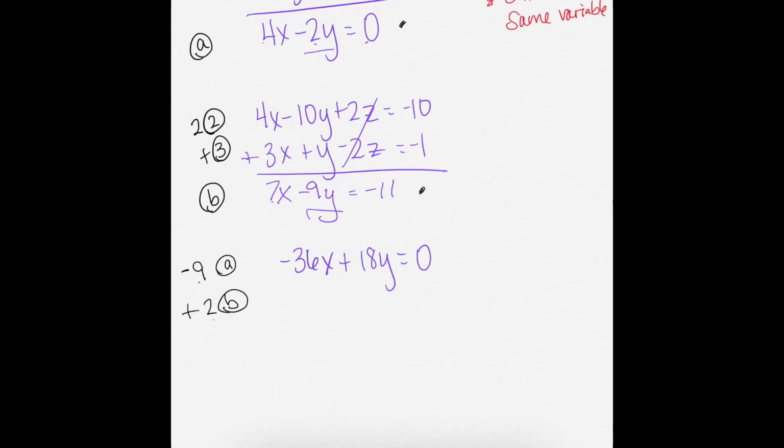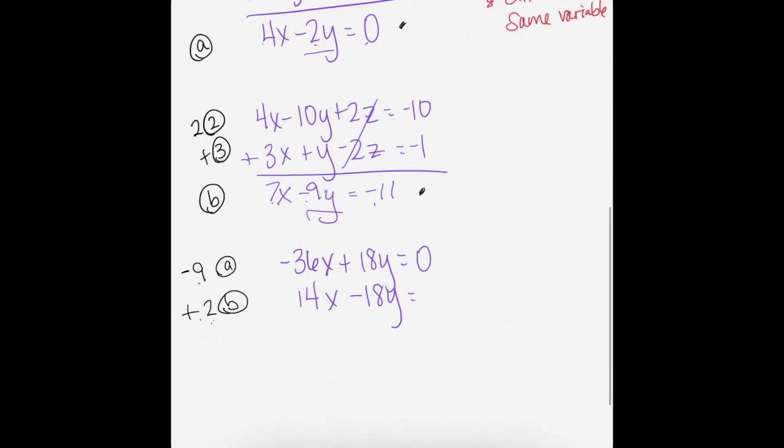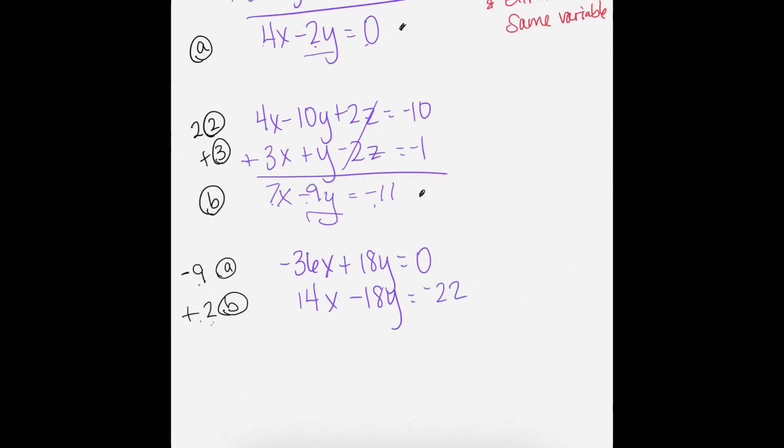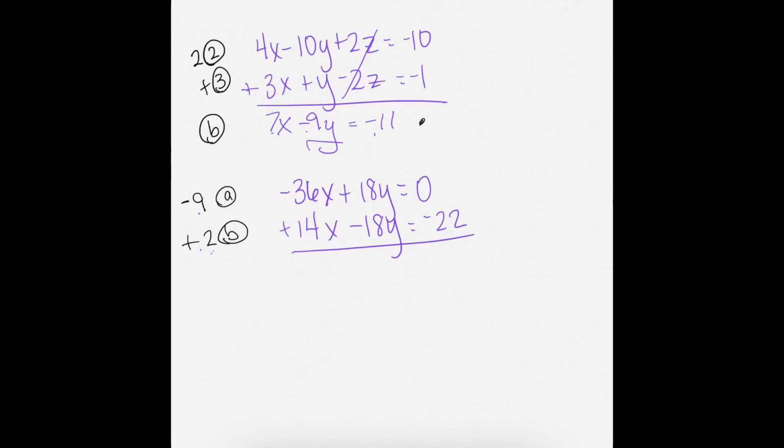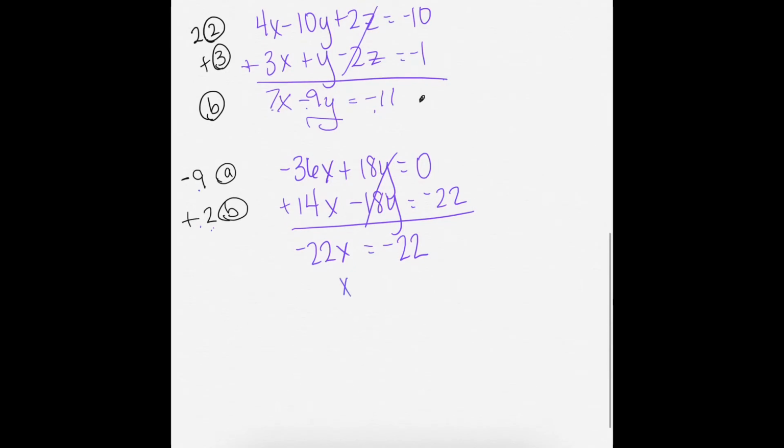All right, in equation B, I have to multiply through by 2. 7 times 2 is 14x. Negative 9 times 2 gives me negative 18y. And then negative 11 times 2 gives me negative 22. All right, so my next step is to add them. That's what I said I was doing here. Multiplied through by constants to create additive inverses, then I add together those equations. So I get negative 22x, y's cancel, is equal to negative 22, which makes x equal to 1.